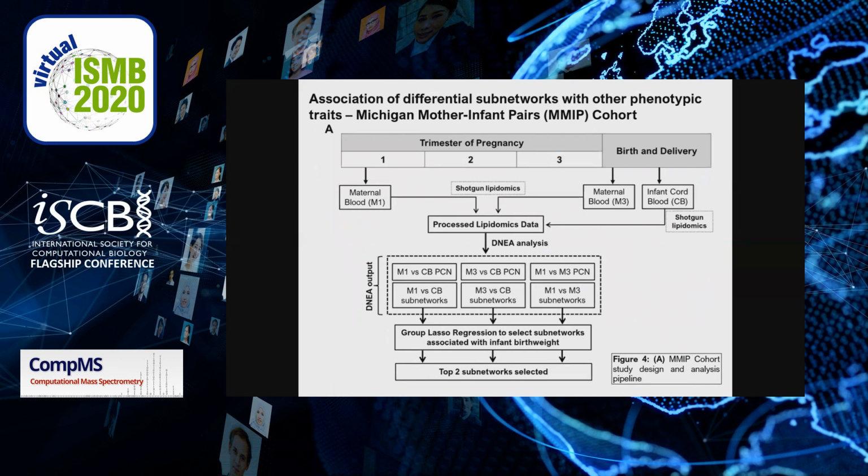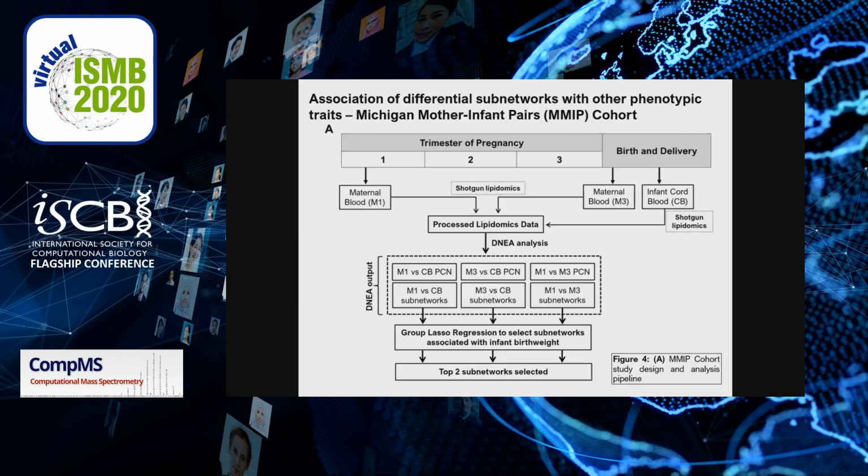Finally, we analyzed the lipidomics dataset from the Michigan mother-infant pairs cohort. In this study, the plasma lipidome of 106 pregnant women was measured at the first trimester, M1, and at the time of delivery, M3. Samples were also collected from the cord blood of the infant at the time of delivery. The study measured levels of approximately 700 lipids.